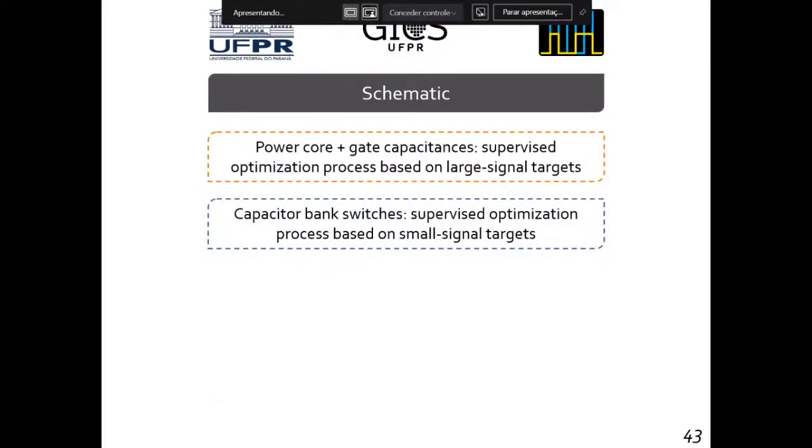The sizing process of the power core and the gate capacitances were based on a supervised optimization process based on large signal targets. It is supervised because in a plethora of results, it is the designer who decides the trade-offs in the performance of the circuit. It is optimization-based because it uses the optimization algorithms on the design tool. Finally, the optimization targets are related to large signal metrics.